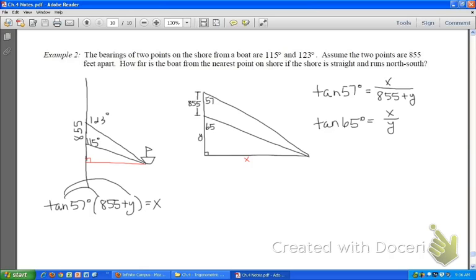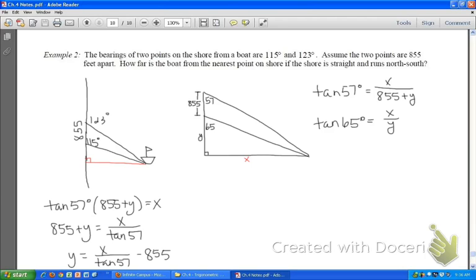Well, actually, we can do this a little bit simpler, can't we? Let's just divide by the tangent. So you have 855 plus y equals x divided by the tangent of 57. And then all that we have to do is subtract off that 855. So that's one of my equations that I can use. The other one's actually going to be a little bit easier.